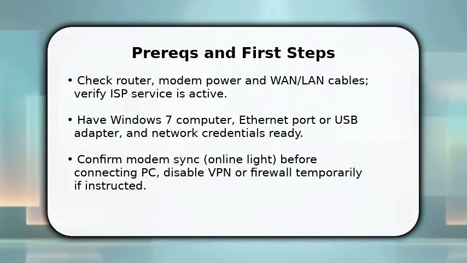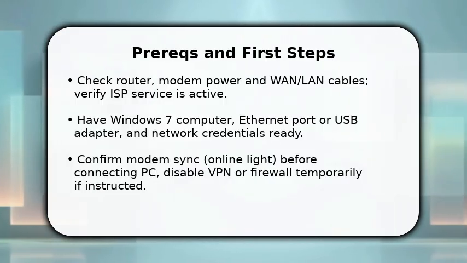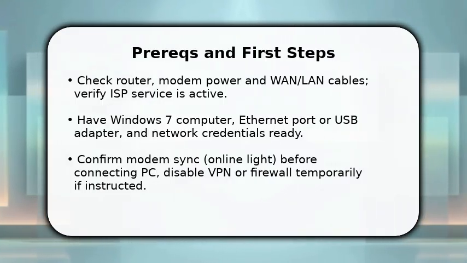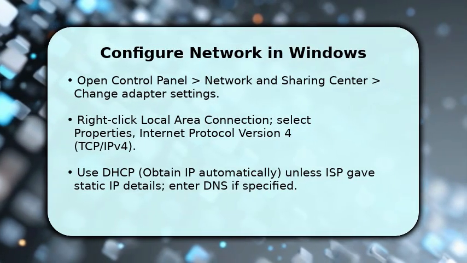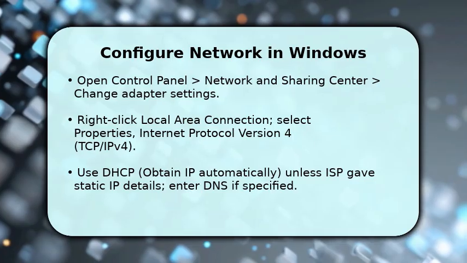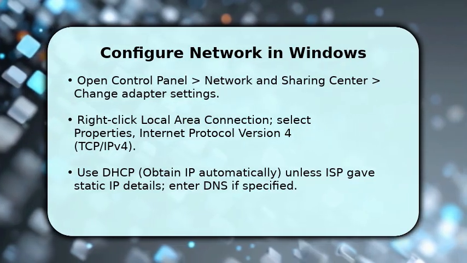Now configure Windows 7. Open Control Panel and go to Network and Sharing Center, then change adapter settings. You'll see Local Area Connection. Right-click and open Properties, select Internet Protocol version 4 and click Properties.